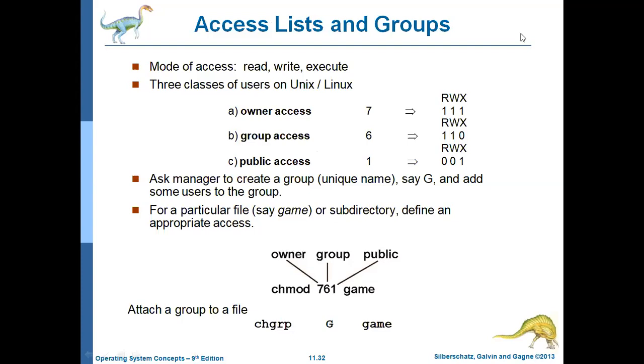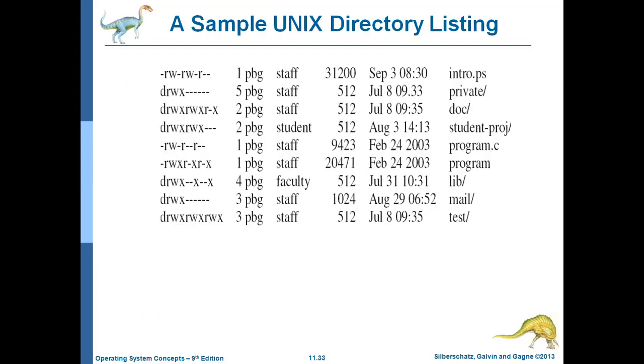It asks the manager to create a group, say G, and then add some users to the group for a particular file or subdirectory, and define appropriate access there. If you define the appropriate access, all these things can be varied or changed using commands called chmod, chgrp, and chown. There are various commands there. This is a sample example now.